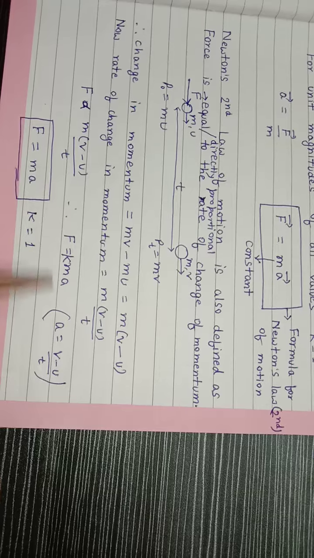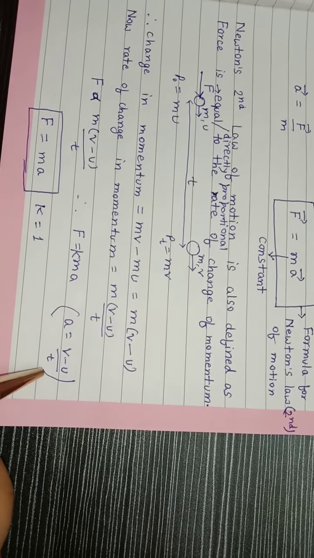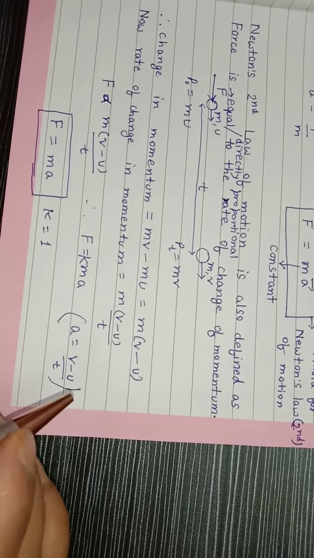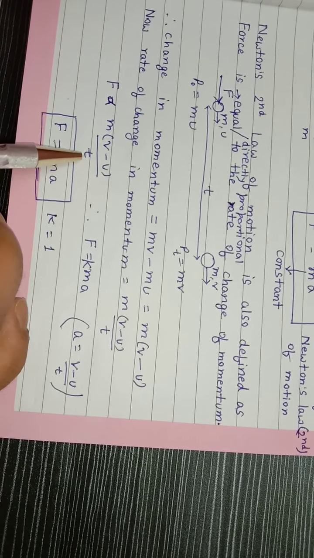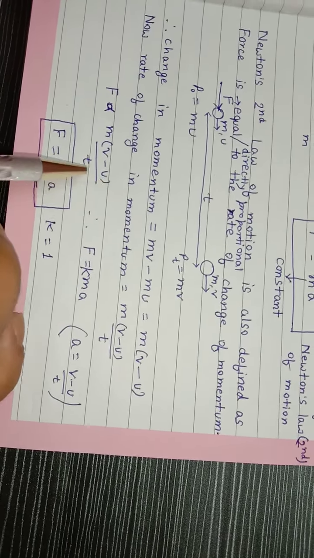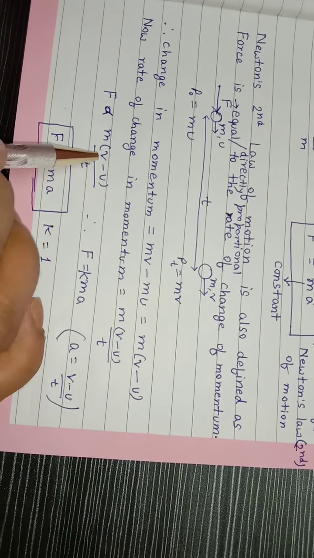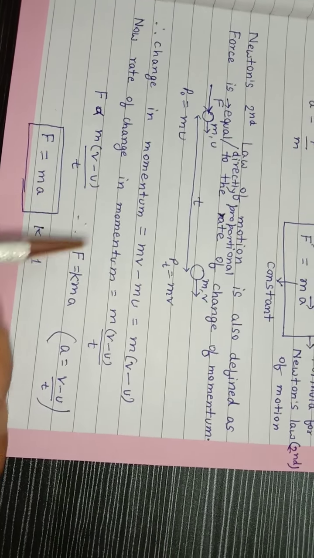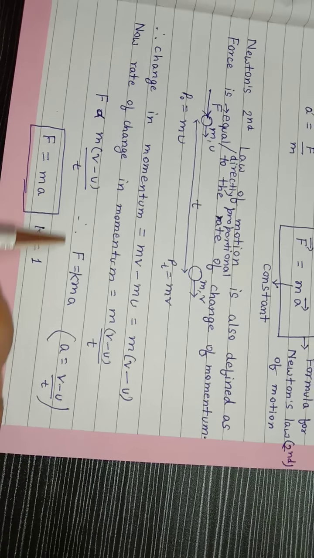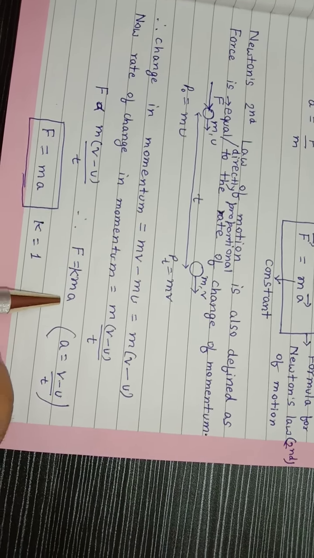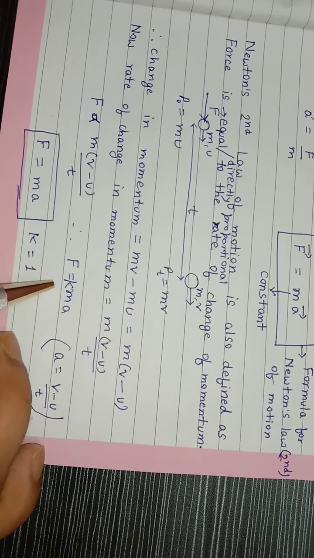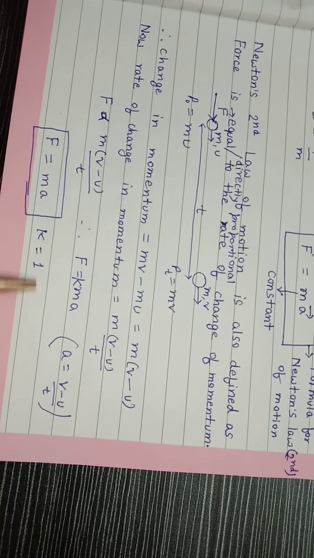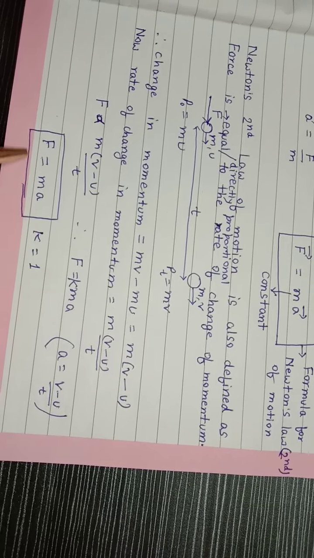Now we know that (v minus u) by t is nothing but acceleration. What is acceleration? Change of velocity per unit time. Here v minus u is the change of velocity, and this is time, so change of velocity per unit time will be acceleration. So (v minus u) by t will be a. So now again we have F is equal to k into m into a. As we know from the previous equation that k is equal to 1, we can prove that. So when k is equal to 1, then F is equal to ma.